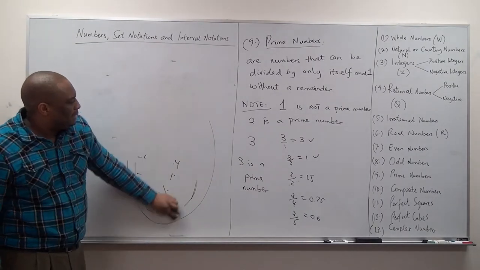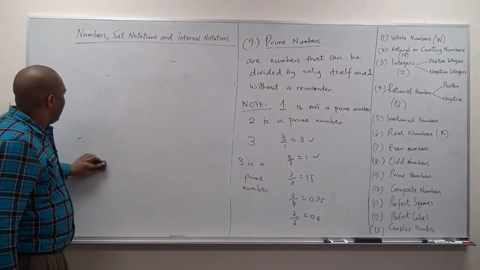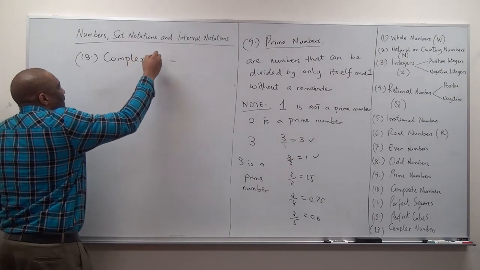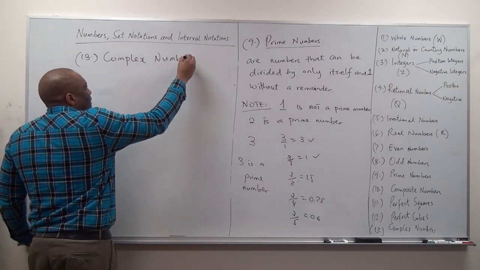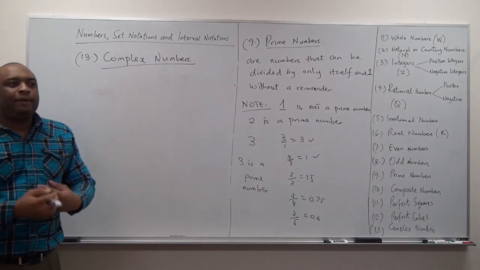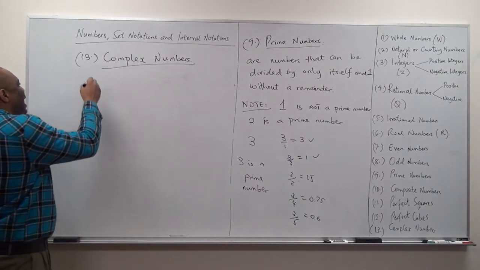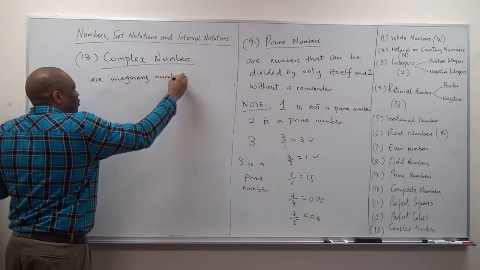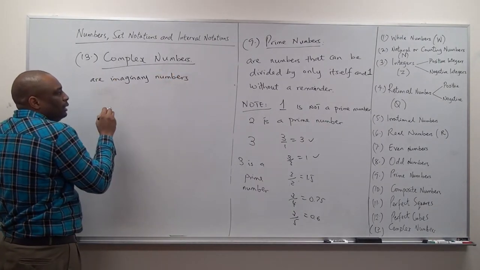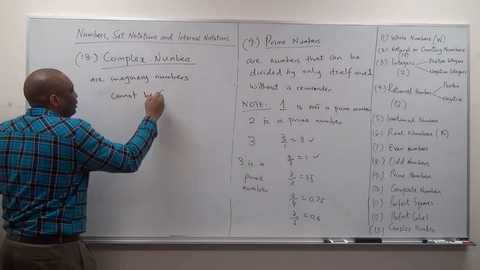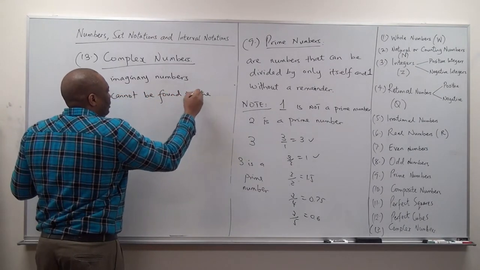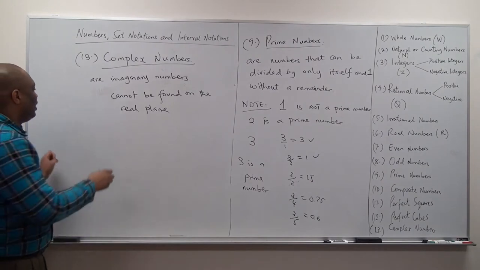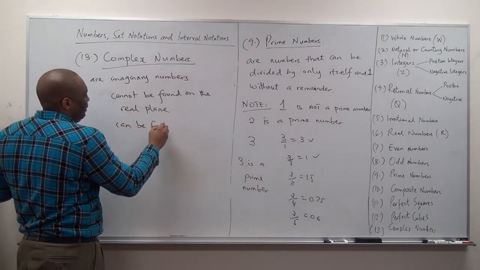And the last set of numbers that we would like to talk about are the complex numbers. Complex numbers are imaginary numbers, that's number one. Number two, they cannot be found on the real plane. So if they cannot be found on the real plane, what plane do you think you can find them? On the complex plane.